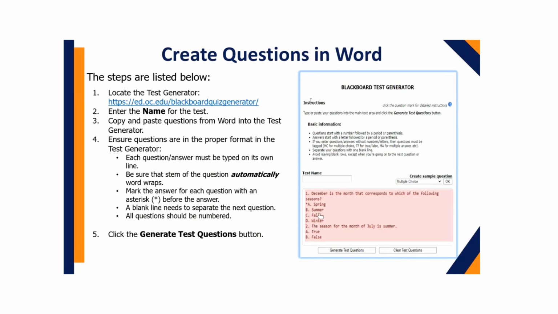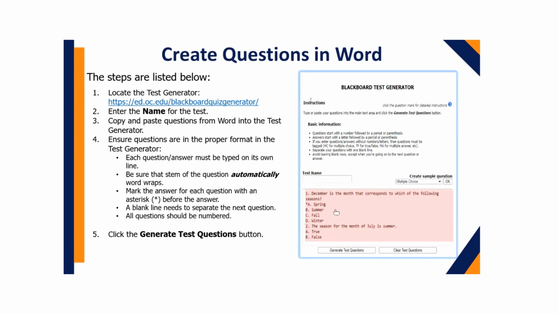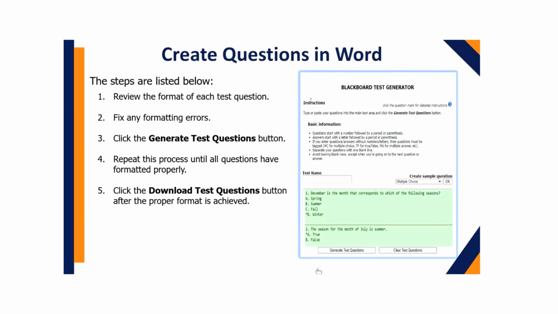And then a blank line needs to separate your test questions, and all questions should be numbered. So as long as it's in that format in this test generator, then we're going to get some good results. Once we do that, we review, click generate test questions, and if you get red, you need to look and figure out why. It's red when the question is not in the correct format. Green means the question's in the correct format. And then you get another button which says download test questions. That's what we use to upload to Blackboard.